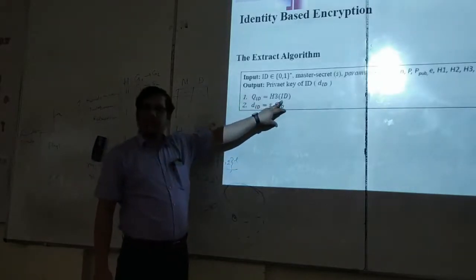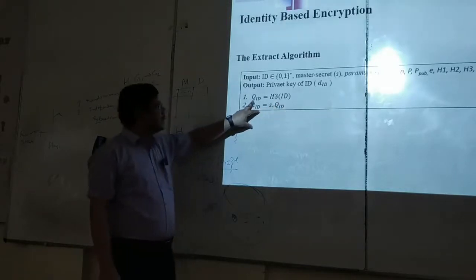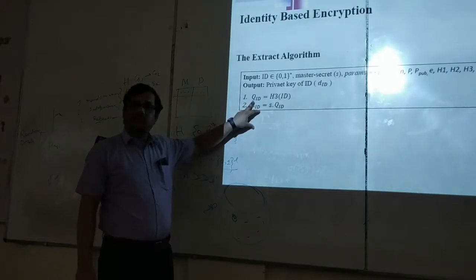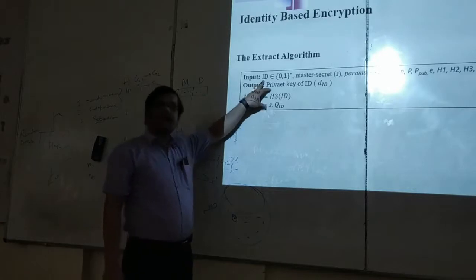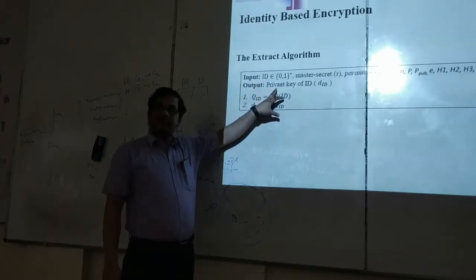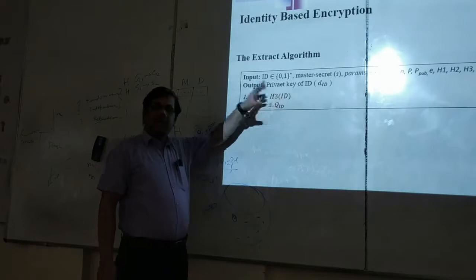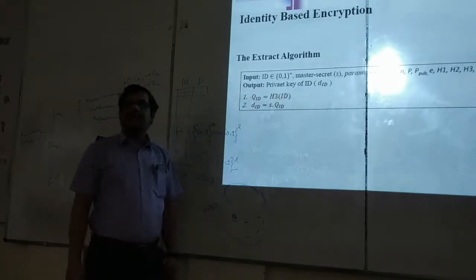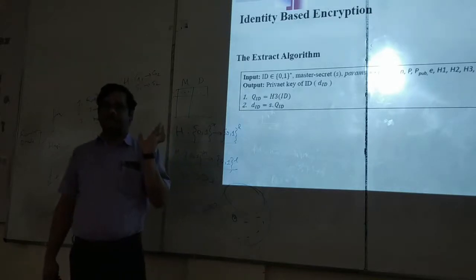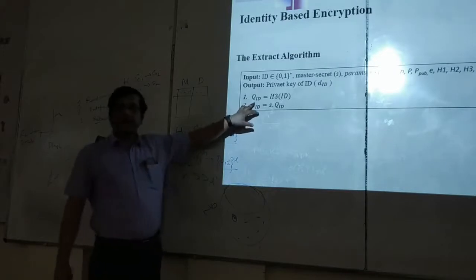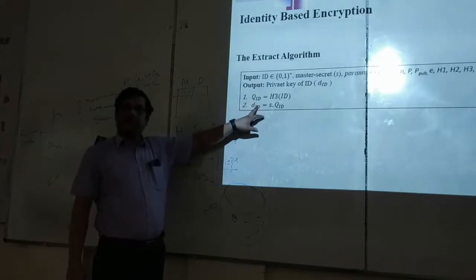We are giving ID to H3 as the input, so it should produce one point on the elliptic curve. That point is denoted as QID. So, essentially what we did, we translated the identity. It could be your Aadhaar number, it could be your email ID, as I have already stated. Whatever your unique identity is, we are translating it into a unique point on the elliptic curve. That point is QID, the point corresponding to ID.